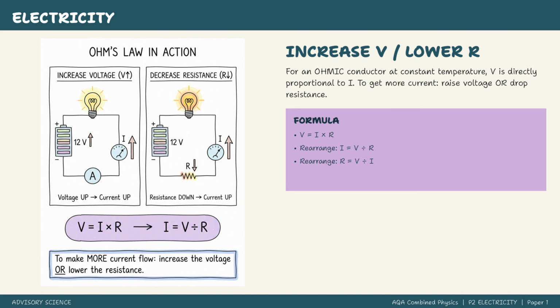Practice rearranging this formula into current equals voltage divided by resistance and resistance equals voltage divided by current. The exam will penalise you if you multiply numbers when you are supposed to divide them. And you might also be asked to define an ohmic conductor, which is simply a component like a fixed resistor where the resistance never changes, creating a perfectly straight diagonal line on a graph.